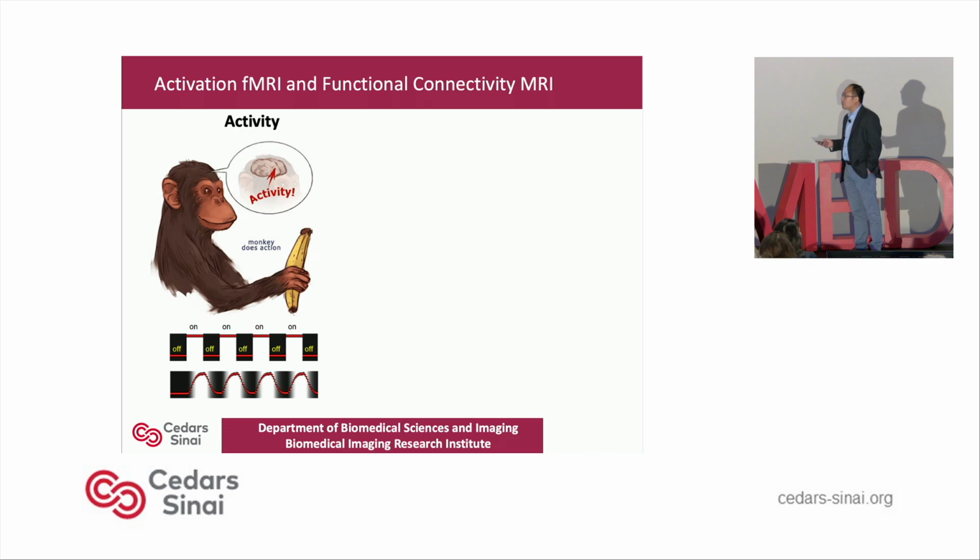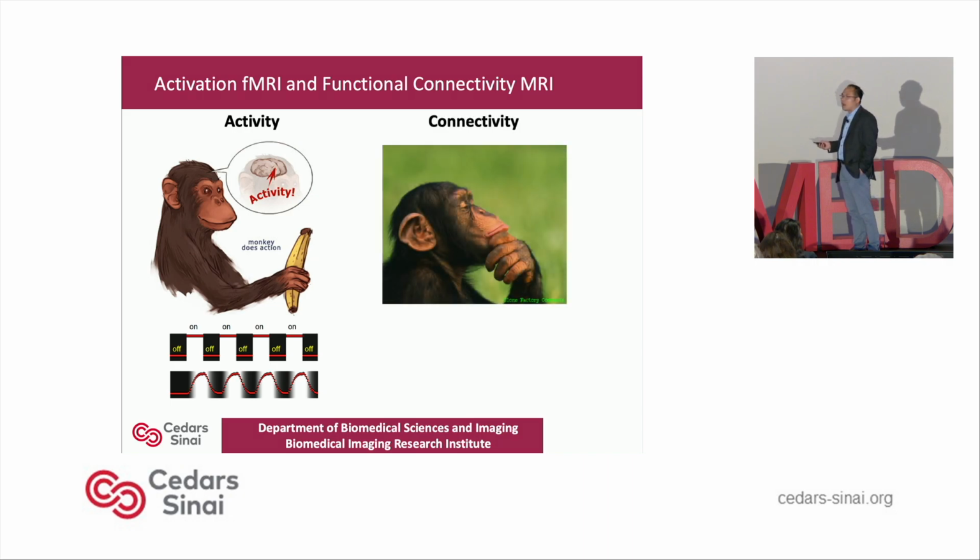However, one limitation of this approach is you can only look at isolated brain activity, but we all know that our brain works as a system. Different brain regions from different parts of the brain actually work together in a coordinated effort for a specific function, which this approach doesn't have the power to capture. So there's a transition from activity to connectivity.